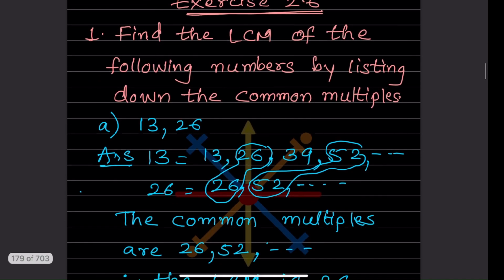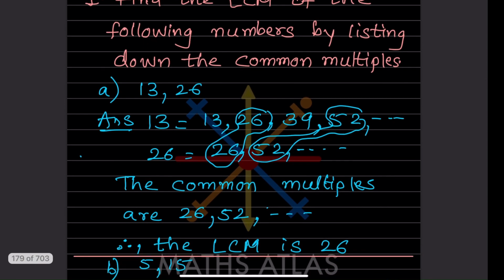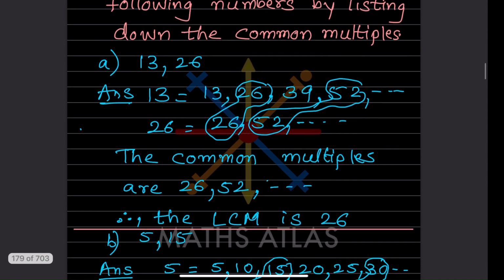Find the LCM of the following numbers by listing down the common multiples. Whenever you have to list down, these are the numbers given. For 13, they have used the word multiples, so you have to use the table of 13: 13, 26, 39, 52 and so on. For 26: 26, 52 and so on. Now we have to see the common between them.